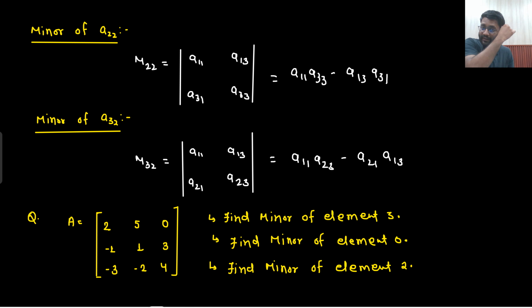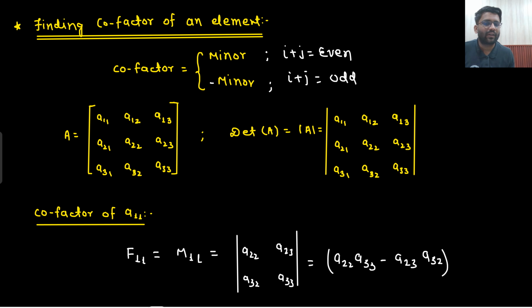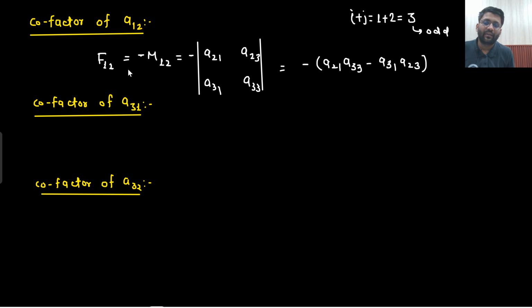So when you calculate the minor, you don't care about the positive or negative sign. When I was calculating the minor, I was not caring about the sign. But when I calculate the cofactor, which is nothing but the minor, I need to care about 1, 2, which is 1 plus 2, which is 3. Since it is an odd number, I will put the negative sign here.